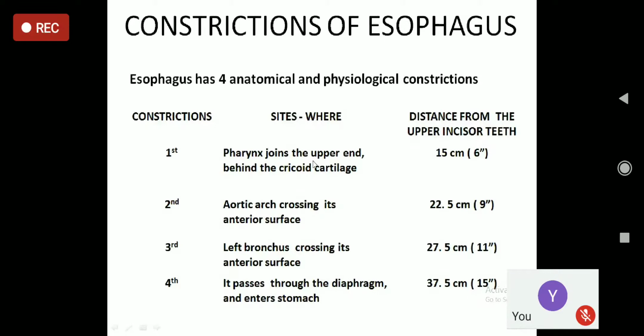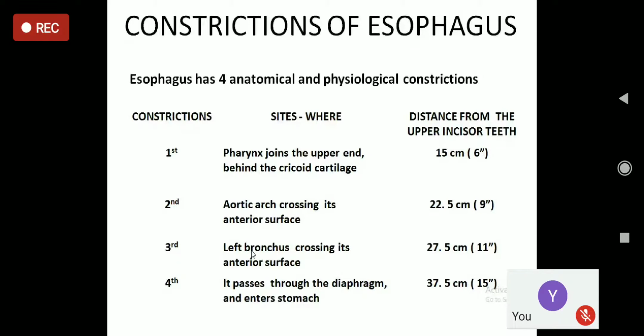The pharyngoesophageal junction is the first site of normal constriction. Its distance from the upper incisor teeth is important because it is very useful during endoscopy. The distance is about 15 centimeters or 6 inches. Then the second constriction is at the aortic arch, where the arch of the aorta crosses the esophagus, about 9 inches from the upper incisor teeth. Then the third constriction is formed by compression of the left bronchus crossing the anterior surface.